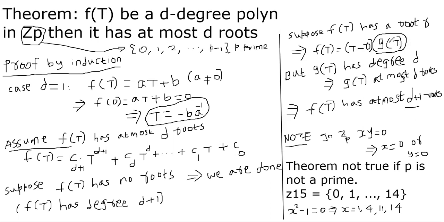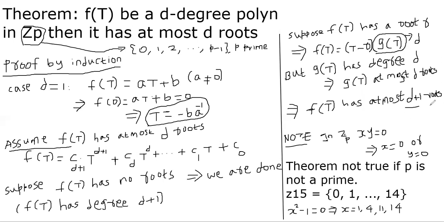But what about g(t)? We already solved the induction for d-degree polynomials. g(t) has at most d roots. Therefore, what can we conclude now? This box can have at most d roots, because this is a d-degree polynomial, and we also have t minus r in the front, and we assume r is another root. Therefore f(t) overall has at most d plus 1 roots.